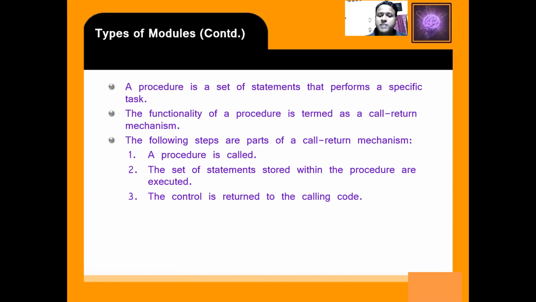The following steps are part of the call return mechanism. A procedure is called, the set of statements stored within the procedure are executed, and the control is returned to the calling code. So first you have to call the procedure, then the set of instructions written in the procedure is executed, then the control goes back to your calling code. Clear? Yes, clear.